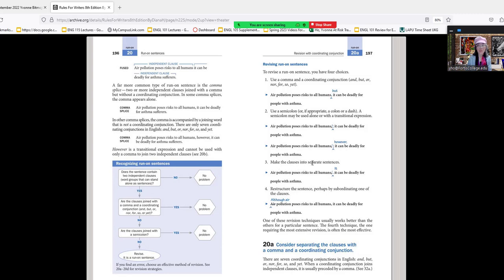Make the clauses into two separate sentences. So then you could just use a period and then capitalize the next sentence. Air pollution poses risks to all humans. It can be deadly for people with asthma.